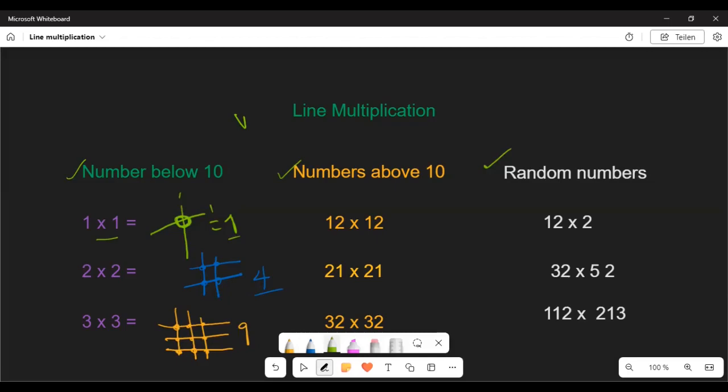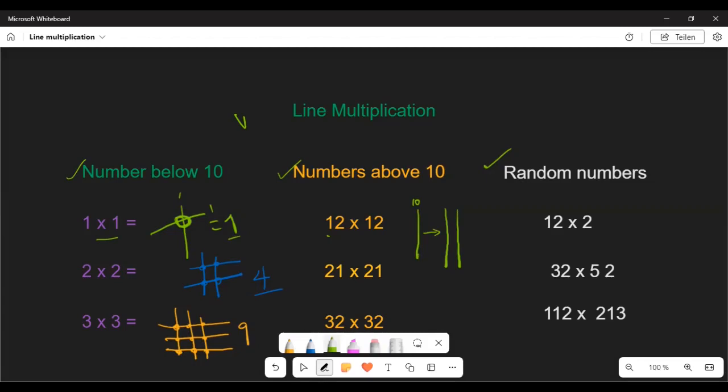We're going to look at numbers above 10. So here we have 12 squared, basically 12 multiplied by 12. In this case, we have 1, which normally represents 10, and then you have 2 on the other side, which is 2. We have to leave some space here for us to identify that this is now 12.